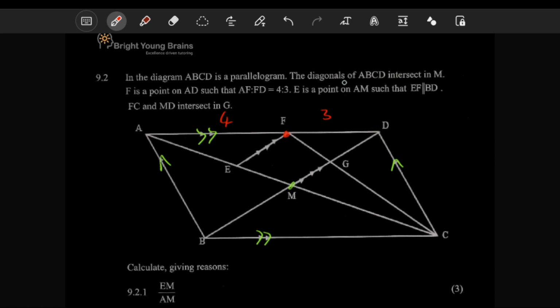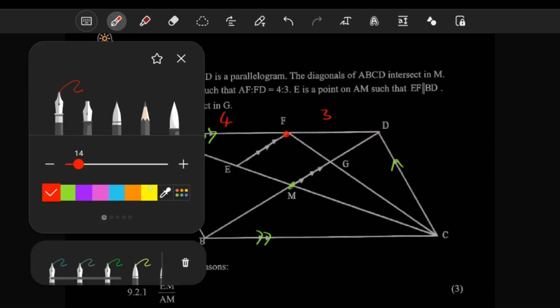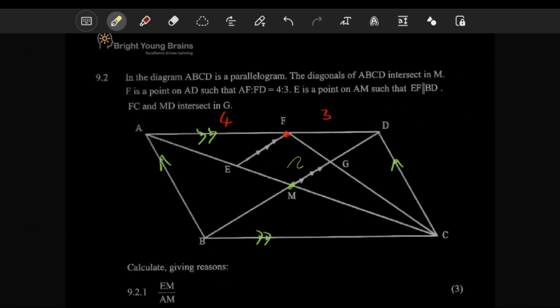The next thing here is saying that E is a point on AM. Where is AM? Where is E? E is a point on AM, such that EF, okay, these are parallel to each other. So with cases like these, always spot the proportionality theorem, triangle stuff, for you to work out all these easy things here. Let's look at them as easy, otherwise it's not good.